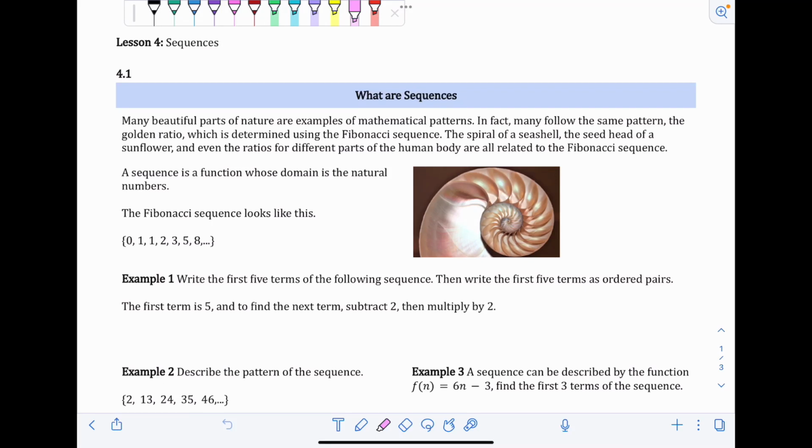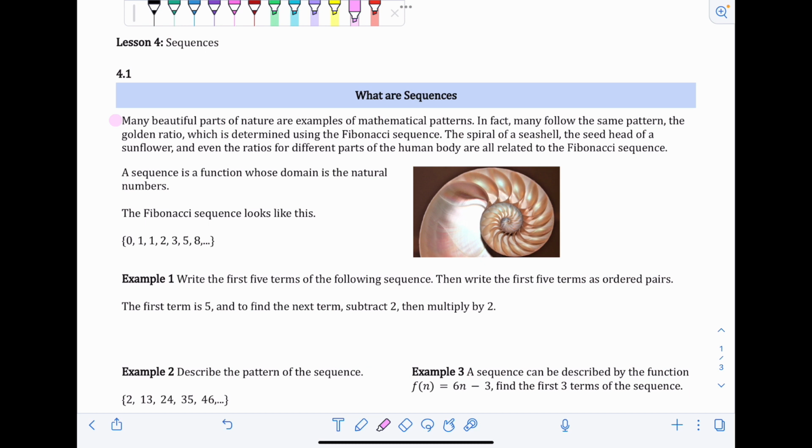Lesson 4 is called sequences, and in 4.1 we're just going to get into what a sequence is. Starting in the upper left corner, many beautiful parts of nature are examples of mathematical patterns. In fact, many follow the same pattern, the golden ratio, which is determined using the Fibonacci sequence. The spiral of a seashell, the seed head of a sunflower, and even the ratios for different parts of the human body are all related to the Fibonacci sequence.